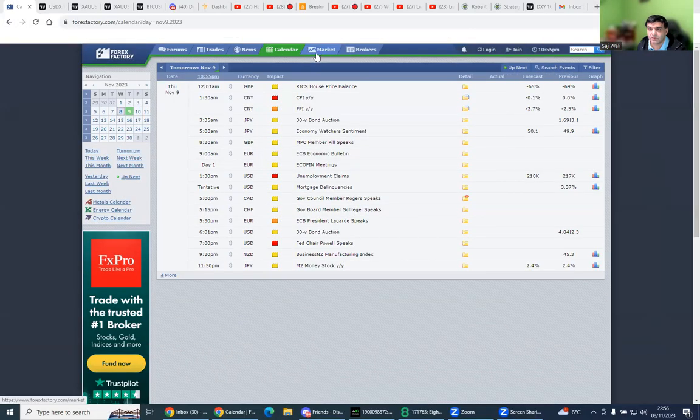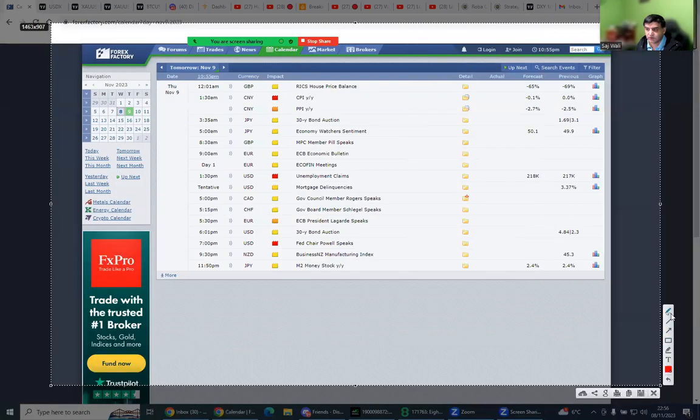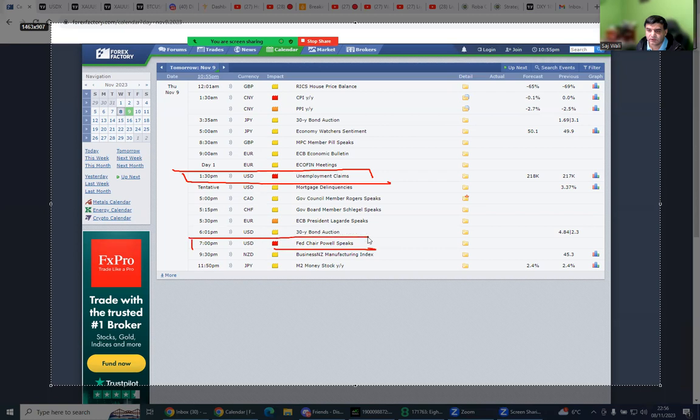Starting with Forex Factory, let's see what's happening in the news. And we got important news at 1:30, unemployment claims, that's what we are most interested in. And then at 17:00, we got Fed Chair Powell speaks. So these are the important ones for the whole day, apart from CNY, Chinese yen, which we're not interested in. So 1:30 and 7 p.m. UK time.